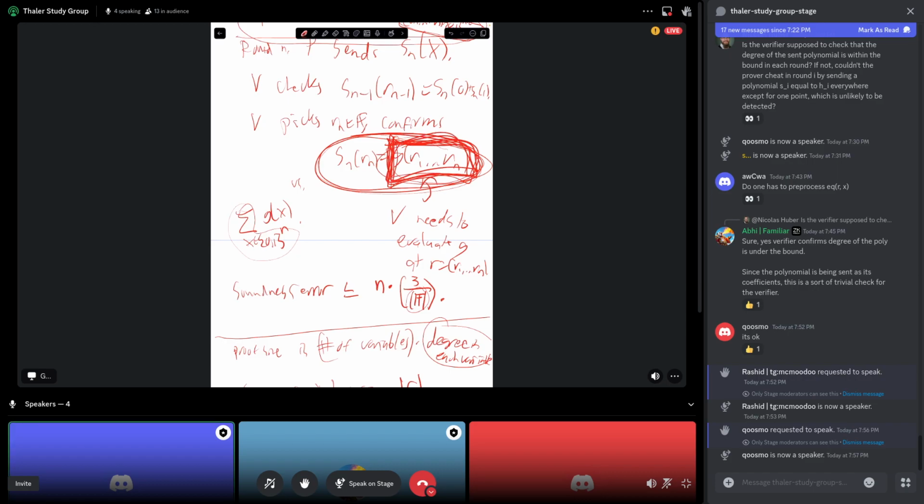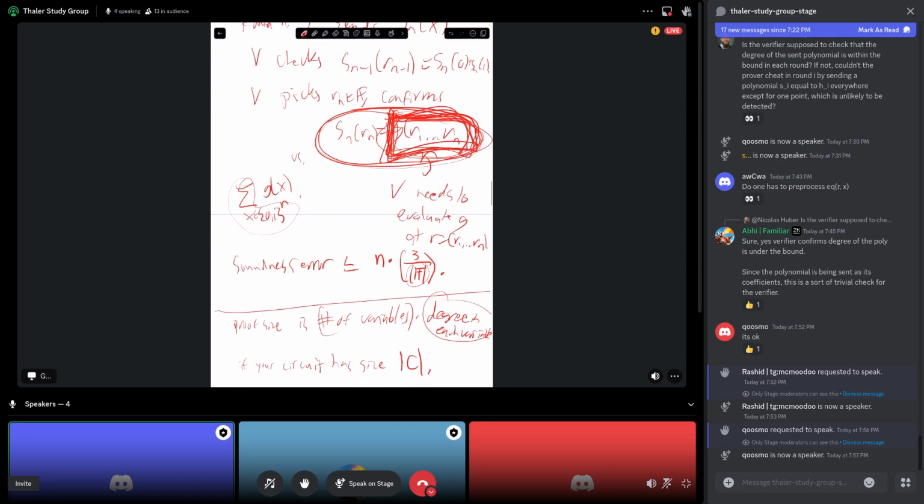Again, we make sure that the prover's original claim is true if and only if this final claim is true, unless there's some round in which the cheating prover got lucky, and Si of Ri happened to equal Hi of Ri, where Hi is the honest prover's round i message, and Si and Hi are not the same polynomial. Okay, did that clear things up? Did that answer the question?